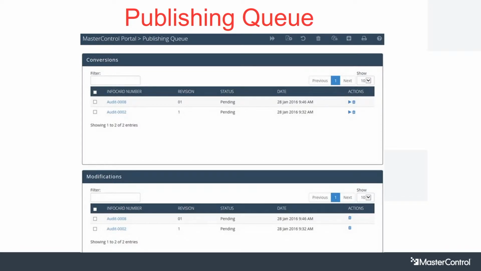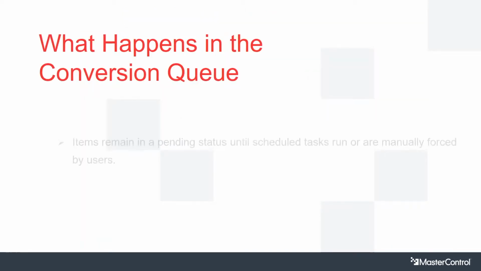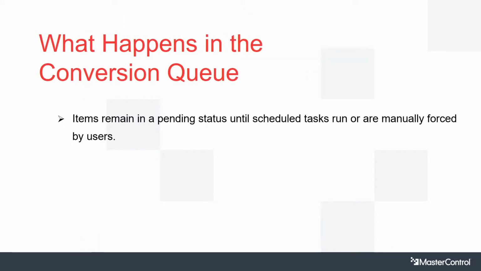By the way, we're going to create a job ticket at that moment with instructions of what to do with that file during publishing. You will see it now here in your conversion queue in pending status. It will remain there until the schedule task runs, which is about every 15 minutes, or a user manually runs the task or sends it to publish.